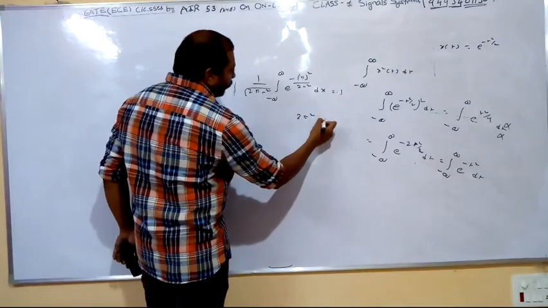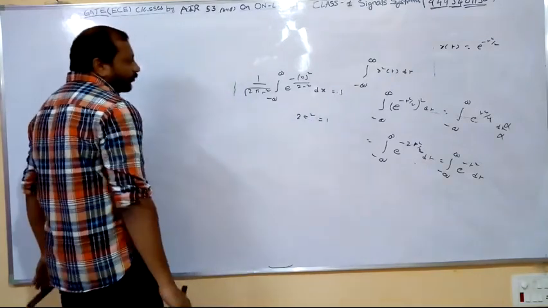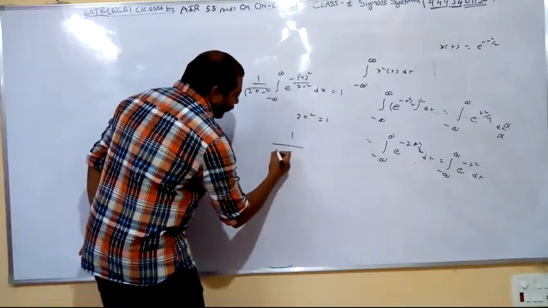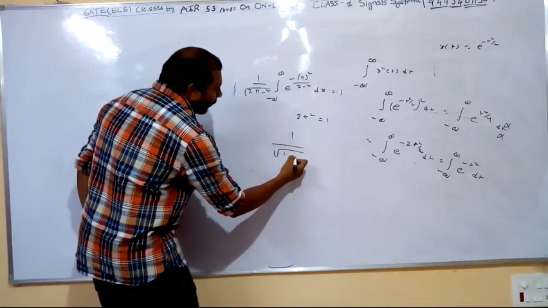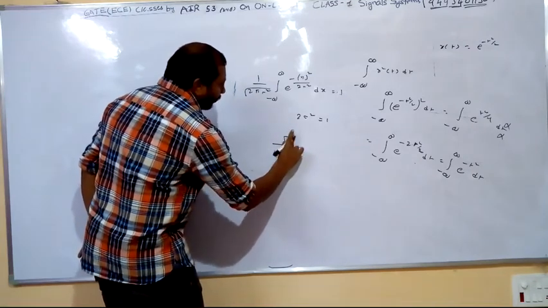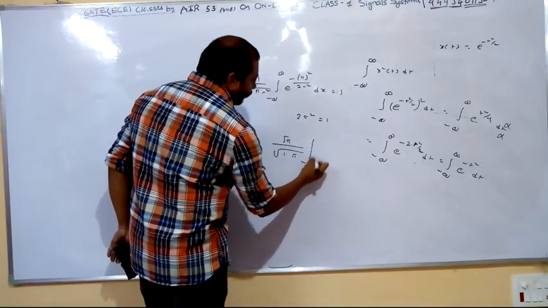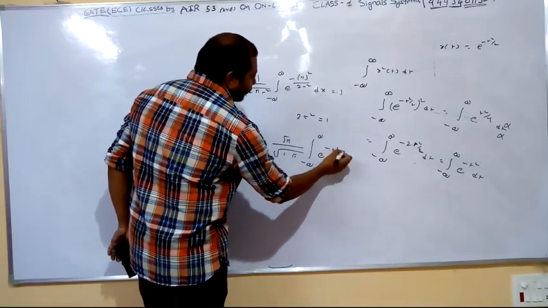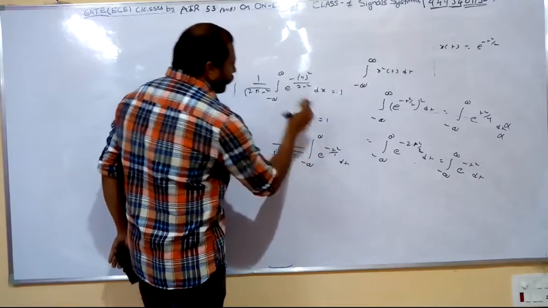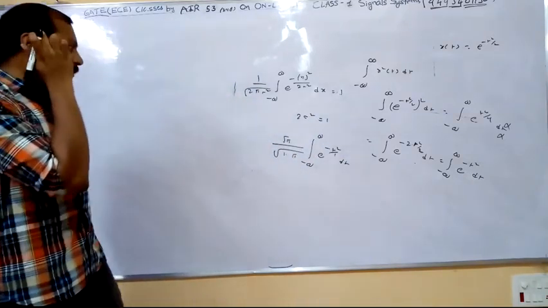Here, in place of 2 sigma square, the value is equal to 1. So directly you can write this as 1 by square root of 1 into pi, multiplied with the root pi. This is equal to the integral from minus infinity to infinity of e to the power minus t square divided by 1 dt.